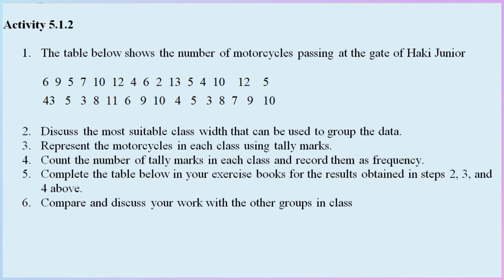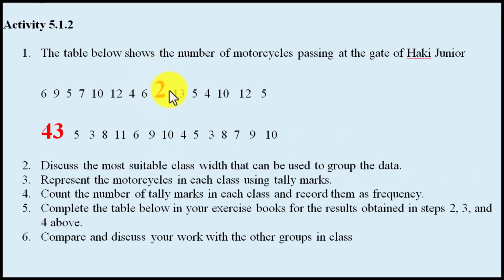Activity 5.1, 2, page 226, Mastering Mathematics 1. The table below shows the number of motorcycles passing at the gate of Hockey Junior 2. Discuss the most suitable class width that can be used to group the data. To answer this question, carefully examine the given data set to determine the smallest and largest values. In this case, the smallest value identified is 2, while the largest value is 43.